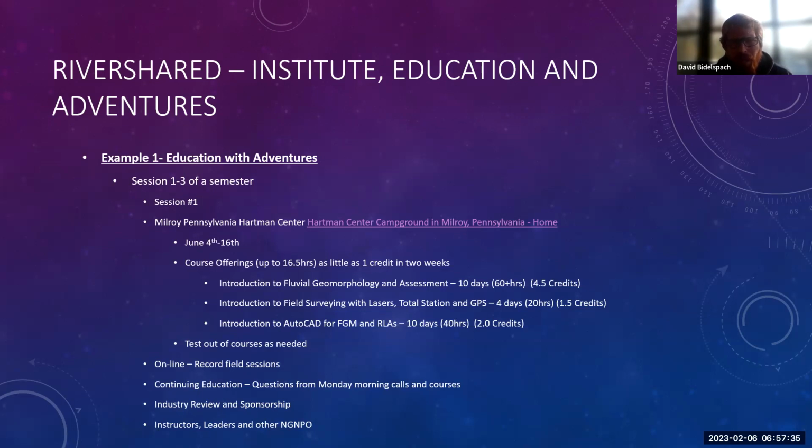And what we're looking at is you can take course offerings as high as 16.5 credit hours and as little as 1 credit hour in a 2-week period. And a couple of the courses, 3 of the courses that I'm giving you an example of, and I'll show you a schedule on the next slide, would be Introduction to Fluvial Geomorphology and River Assessment. And that'd be a 10-day course, about 60 hours. Introduction to Field Surveying with Lasers, Total Stations, and GPS. That'd be a 4-day course.